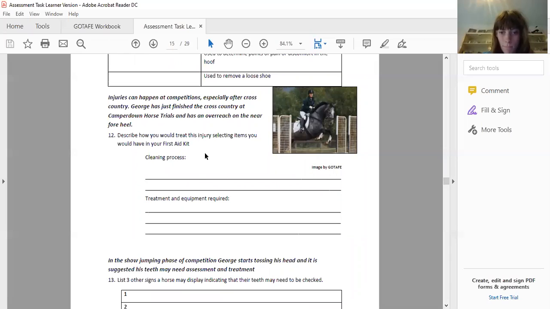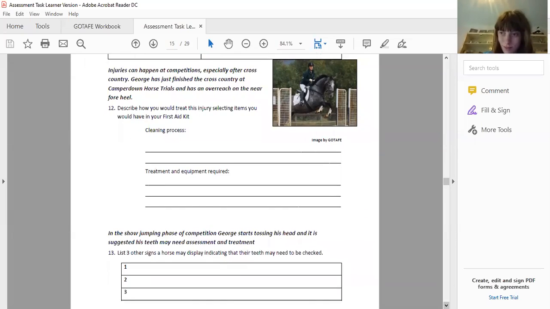So how do you go about cleaning that? And then what treatment and equipment is required? And you may find, depending on the severity, if it's really superficial, it may be clean and spray and that's it. If it's quite deep, then you'd be looking at bandaging and gauze swabs and those sort of things. So yeah, down to, I guess, the individual, you can build on that scenario a bit and say, well, actually, it's only superficial, so we only need to do this. Or no, it's quite deep, so this is the course of action that I would take.